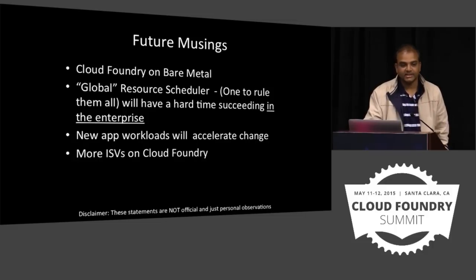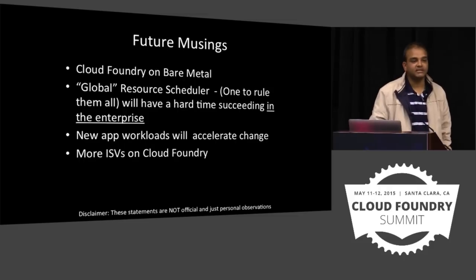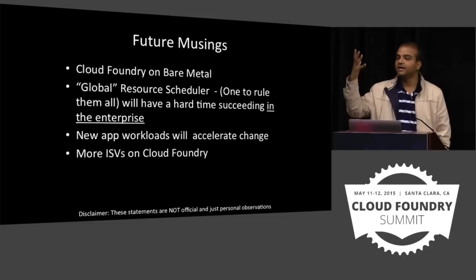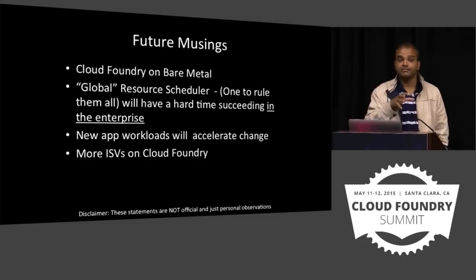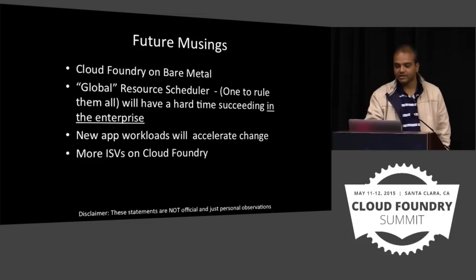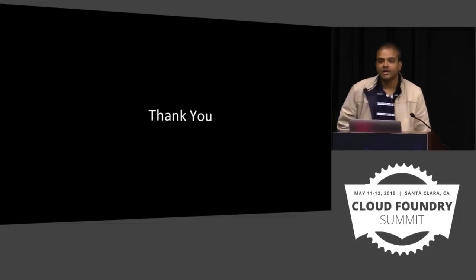And the last one is you'll see, I think in the next one year, at least a couple of dozen ISVs get certified on Cloud Foundry. So you can go to the marketplace, click, click, and all of a sudden you'll see that. All of that has a direct impact on resource management. But again, this is very early. We're going to try to see what exactly the future is going to look like. But that's some of my perspectives. So that was it. I'm open for questions.